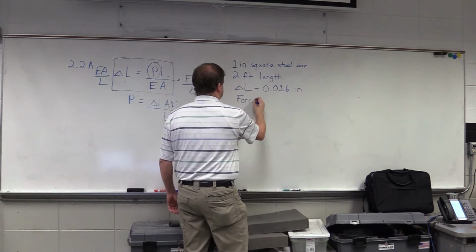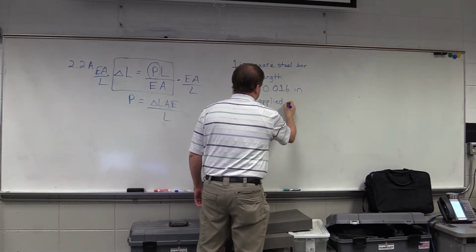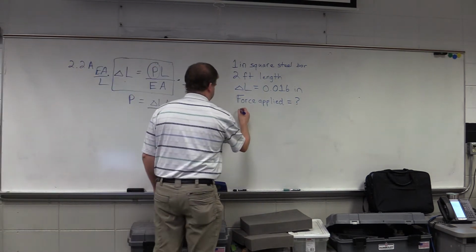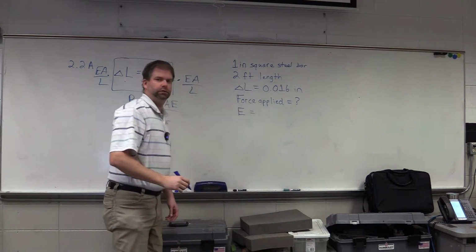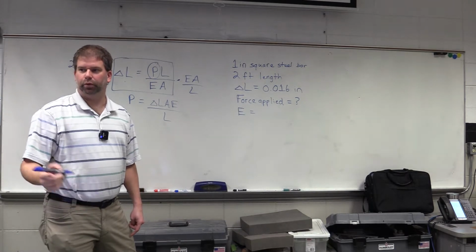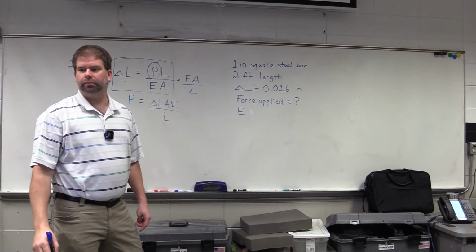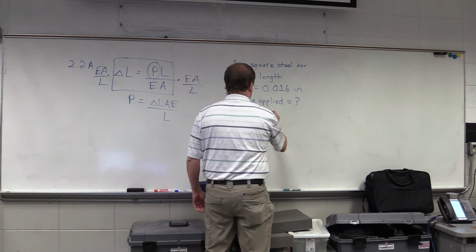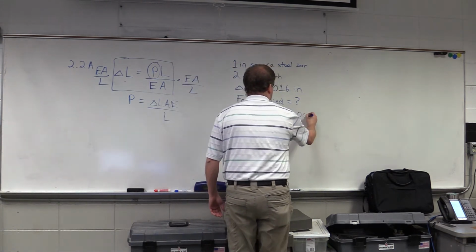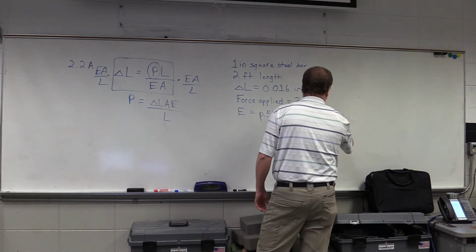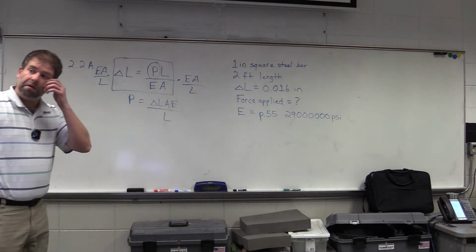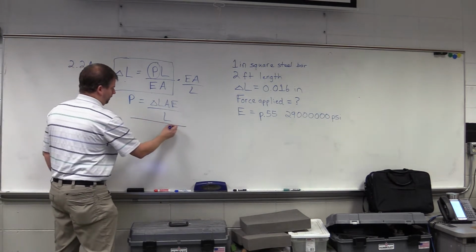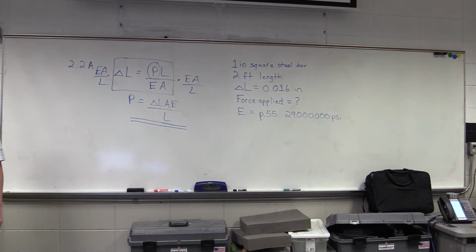So force applied equals something. What else do we need to know? The modulus of elasticity. Modulus of elasticity of steel, right? It's given in the book right here. 29 million, isn't it? Yep. What page is it on? 55. 29 million PSI. Okay? So that worked out nicely, right? In that we did that as our first example rearrangement.